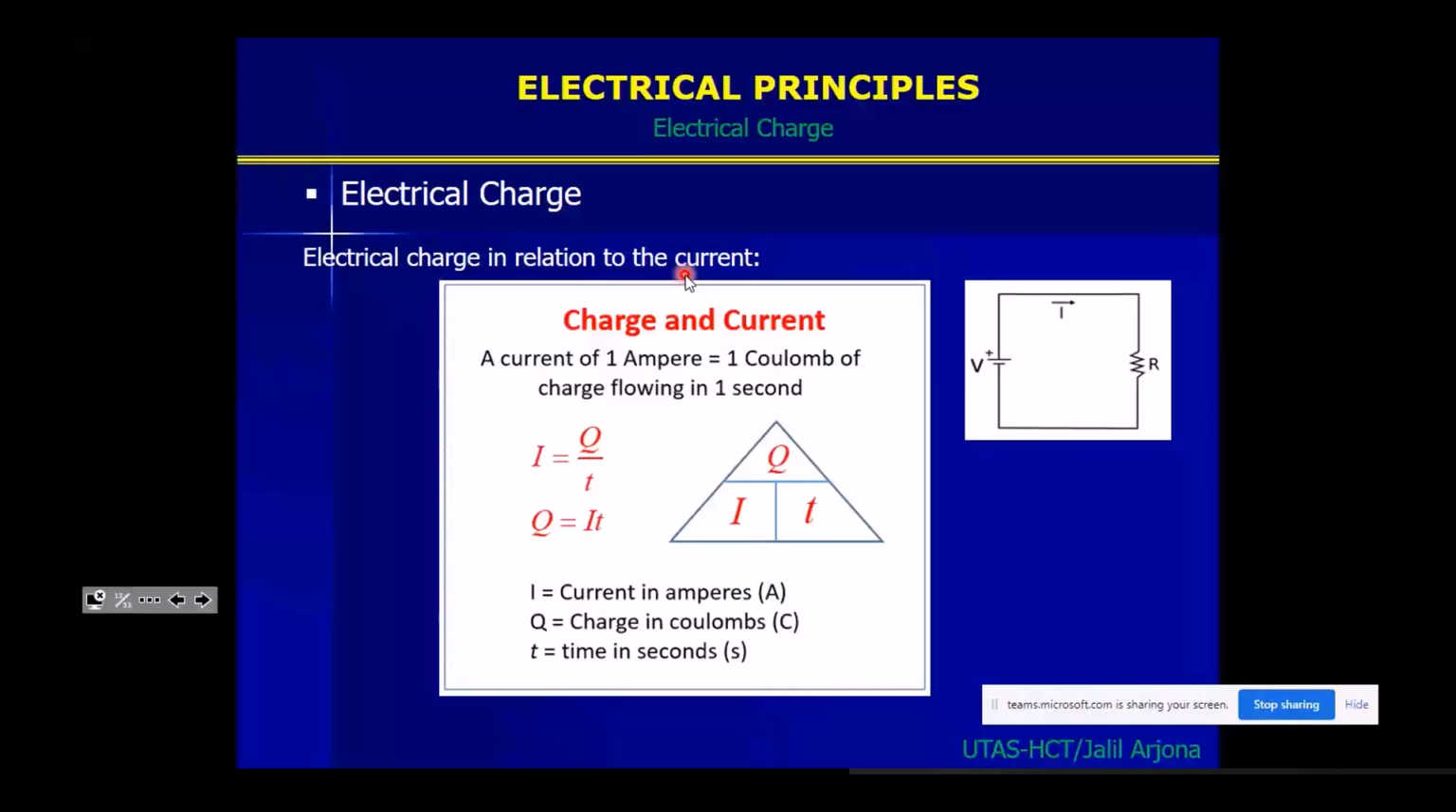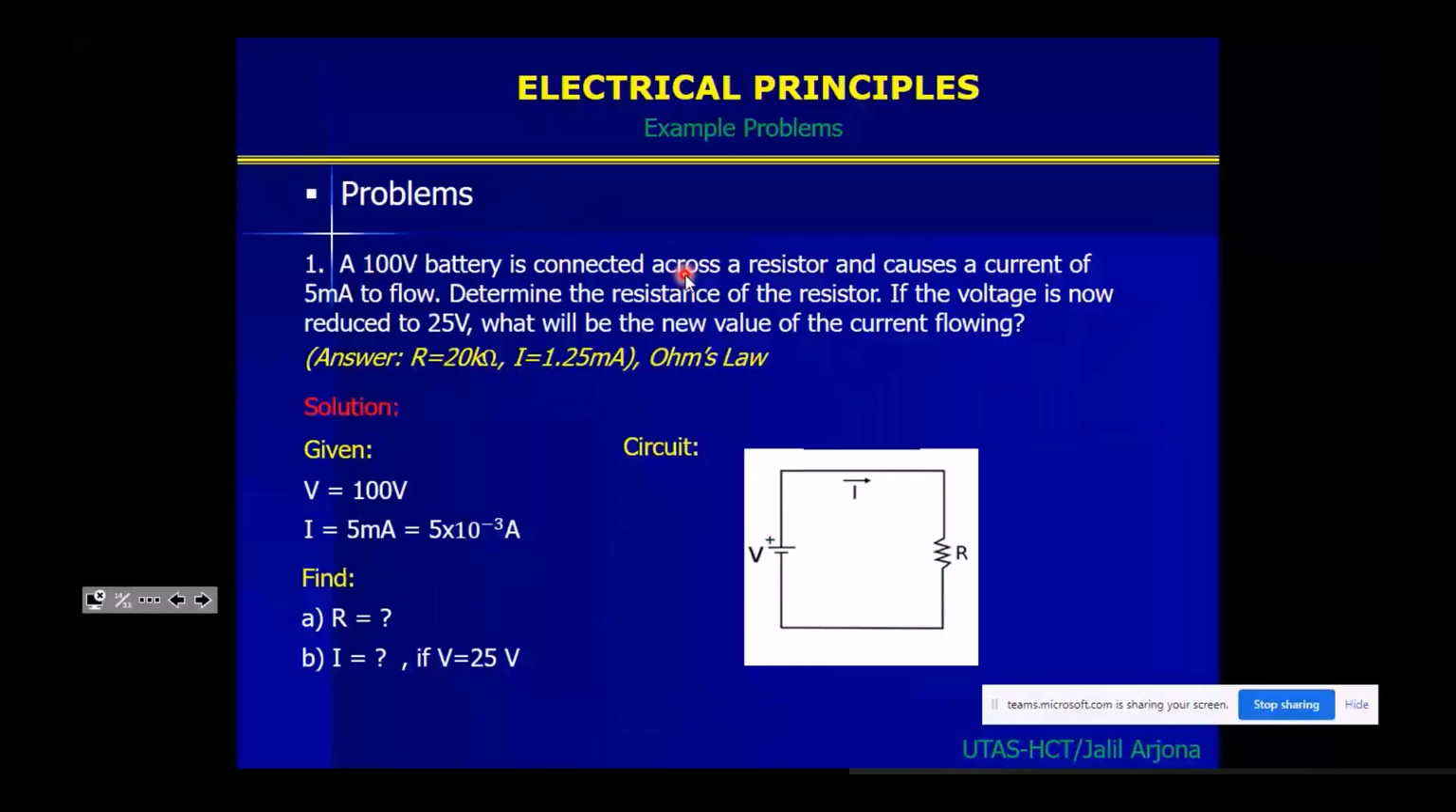Examples. I have here one example of the Ohm's law. I will read. A 100 volts battery is connected across a resistor and causes a current of 5 milliamperes to flow. Determine the resistance of the resistor. If the voltage is now reduced to 25 volts, what will be the new value of the current flowing?